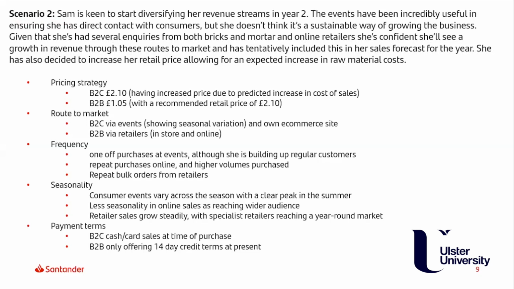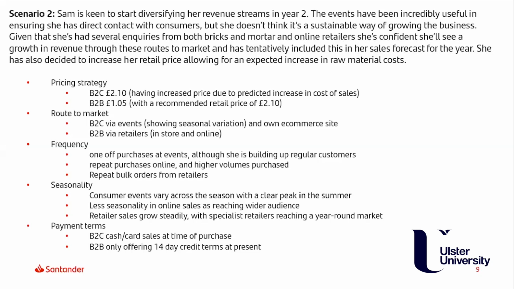Her route to market is starting to vary. So rather than just relying on events, she's now also looking at in-store and online retailers. So she's diversifying those revenue streams. The frequency will change. So she still has the one-off purchase at events, although she is building up some customer loyalty. But she will see repeat purchases coming online if she sets up her own e-commerce, and probably higher volumes being purchased. So people are more likely to buy multiples of her product than they might be if they bought from her at an event.